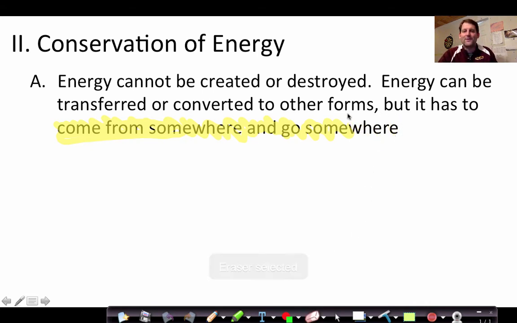So as we go through this and we're talking about conservation of energy, keep that in mind, that whenever we're talking about the energy transfer, something doesn't gain energy by itself. Something else had to have lost energy for it to gain energy. And we'll talk more detail about that.